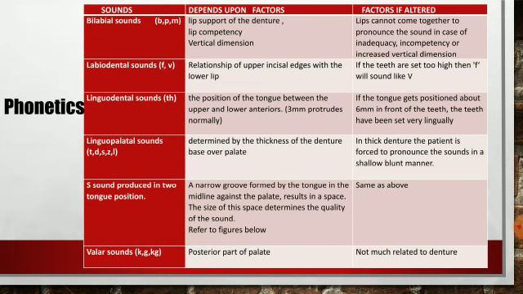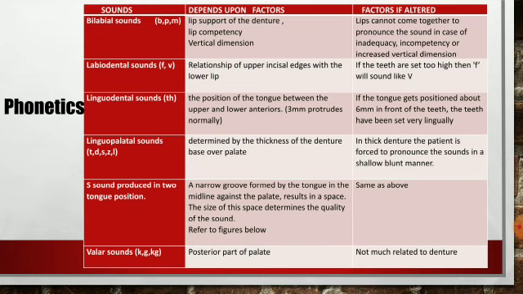Mainly for our dental considerations, the type of sounds which are important for us are bilabial sounds. You can just see and pronounce them accordingly, you would understand. We can check it by pronouncing B, P and M. In this case, both upper and lower lips come in contact, so those are called bilabial sounds. So mainly it depends on the lip support of the denture.